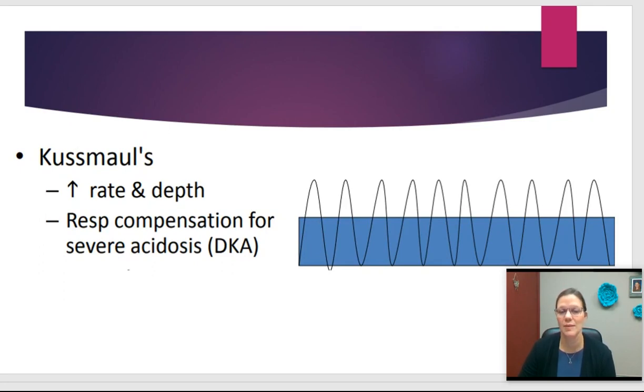Okay, next is Kussmaul's respirations, and that's when there's an increase in the rate and the depth of the respirations. So this is going to be a respiratory compensation for severe acidosis, like DKA. Every exhale, you're breathing out CO2 or acid, and so your body wants to keep doing that and really exhale as much acid as possible.